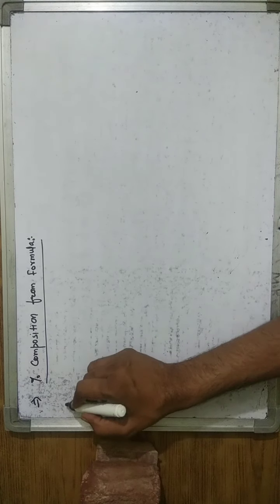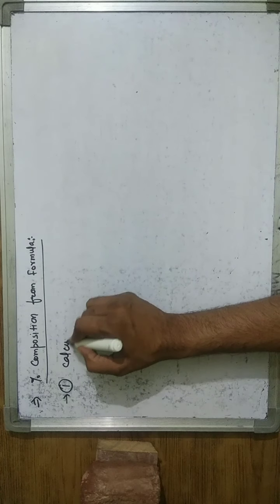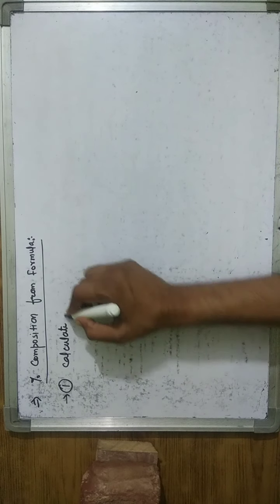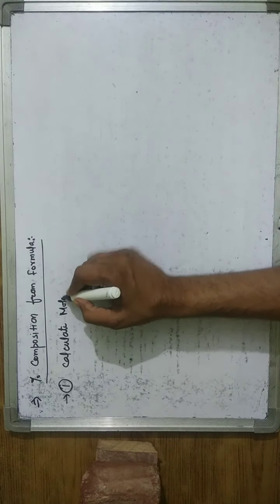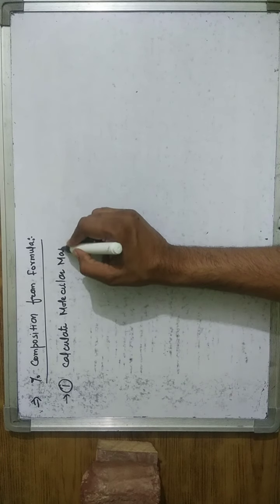And now today we will discuss our next topic in 11th class chapter 1, percentage composition from its chemical formula. Now there are two steps taken to find the percentage composition from the formula. First step, calculate molecular mass. This is our first step.